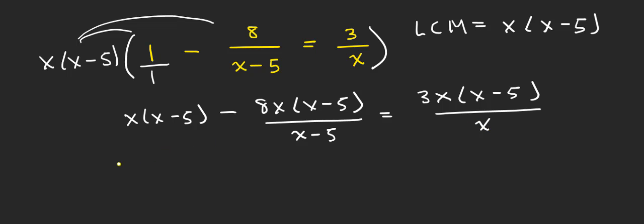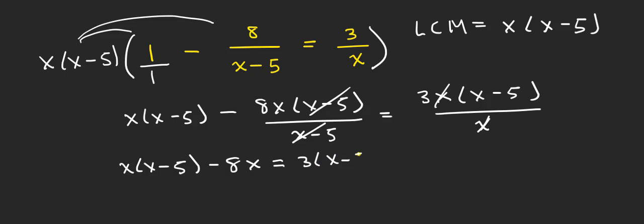So you end up getting x times x minus 5. That cancels out. You get minus 8x equals, x cancels out, you get 3 times the quantity x minus 5. Now we need to solve for x. See how all the denominators are gone now? That's so nice about multiplying each term by the LCM.